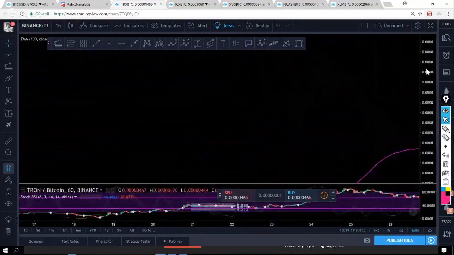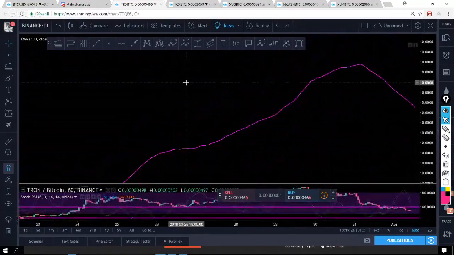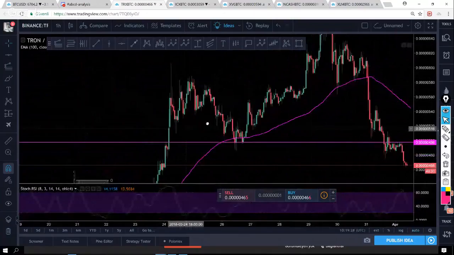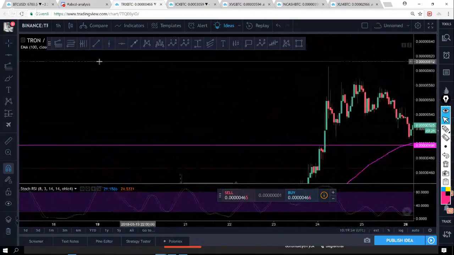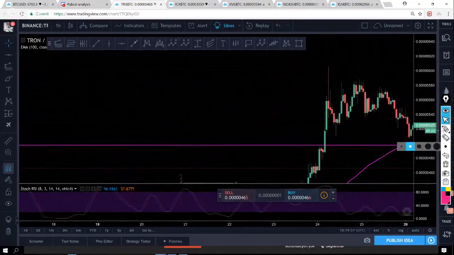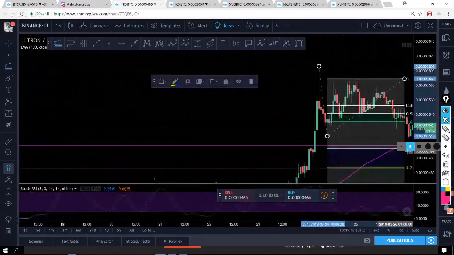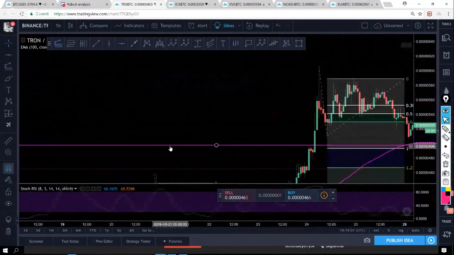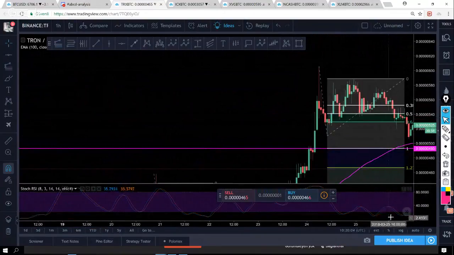And here is a new impulse wave. In here it ends. And what I'm seeing is an ABCD, an A, and B, and I want to trade this from 4, 9, 3. And I want to check this stochastic RSI when it meets there.